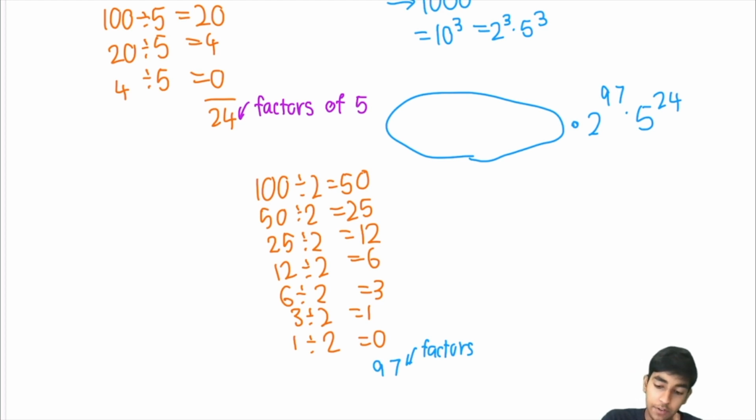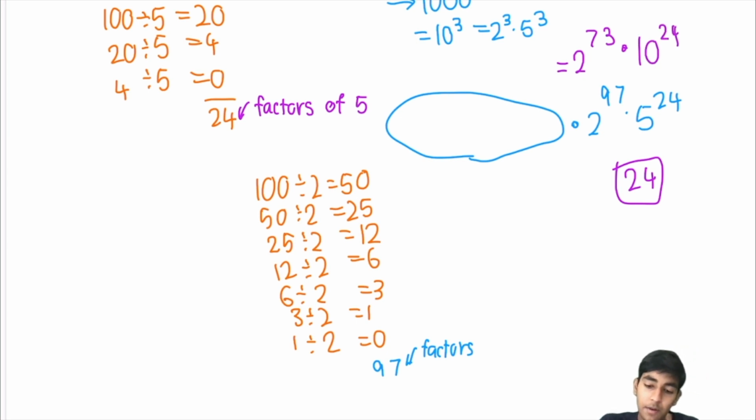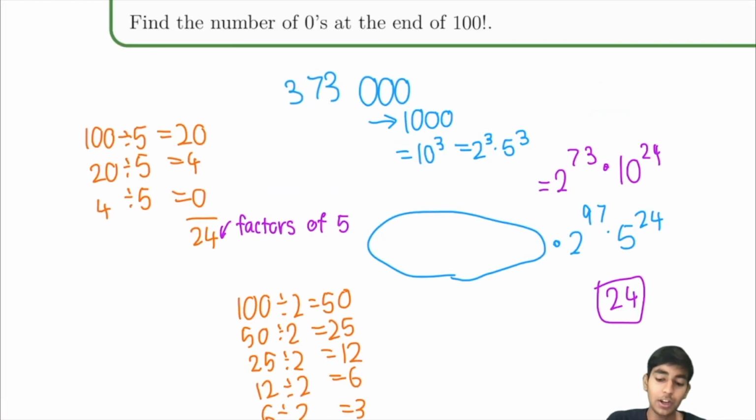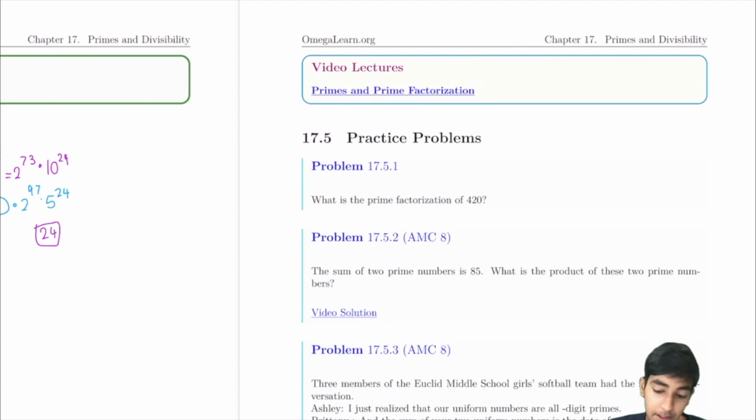The answer, 24. Why? Because for a 0, we need both a factor of 2 and 5, not just a factor of 2. So if we combine this, we can also rewrite it as 2 to the 73 times 10 to the 24. So there's 24 zeros, and we then run out of factors of 5. So only 24 zeros at the end. So 24 is our answer.